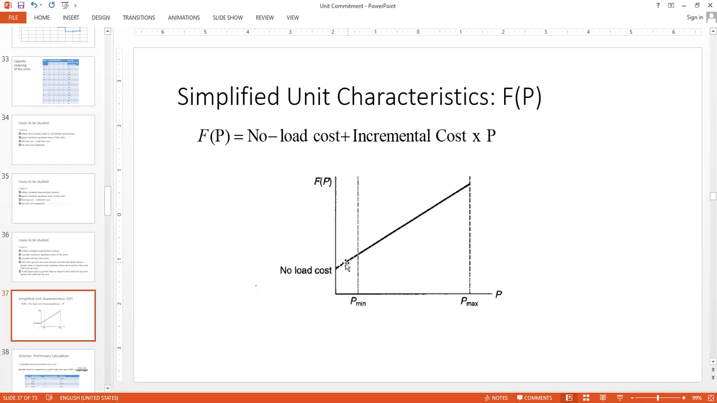And if you trace it back, if you follow the trend, follow the slope, ultimately you will get a point which will intersect the y-axis. That point is your no load cost. So no load cost plus incremental cost into P. This slope is basically the incremental cost. So F(P) is basically the no load cost plus the incremental cost, that is the slope, times the P value. That will give you the numeric value for F(P). So this is a straight line function, a simplified function, not a quadratic function.